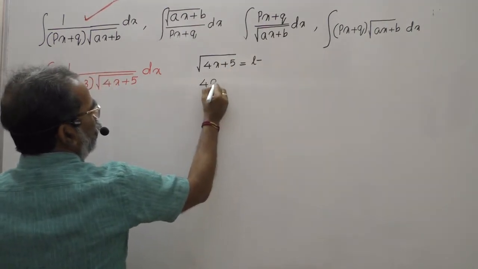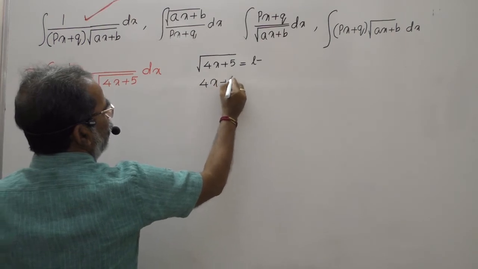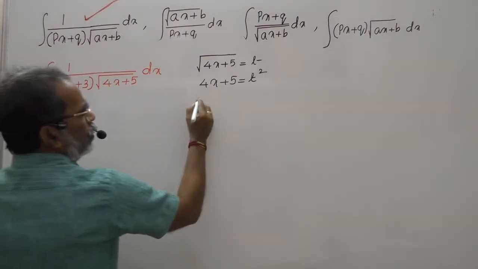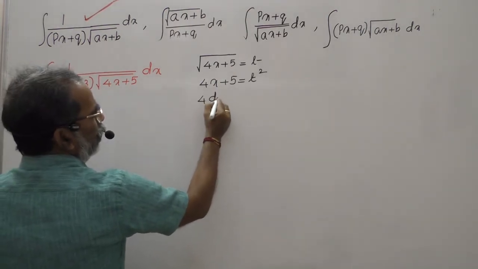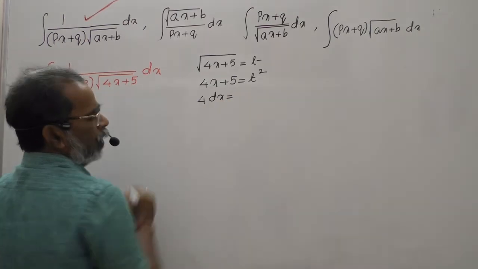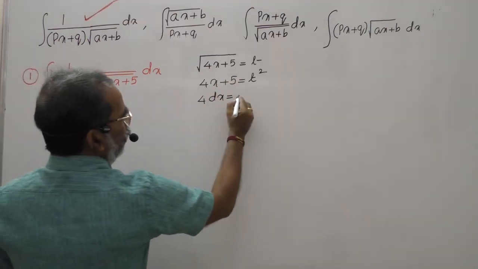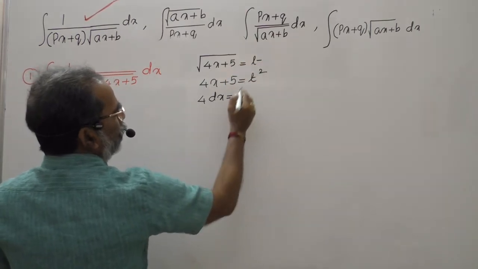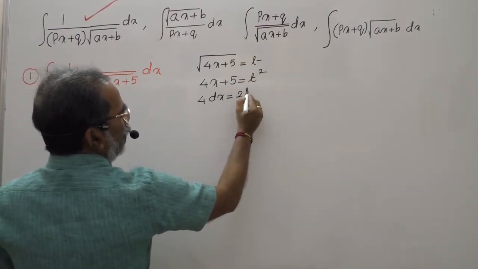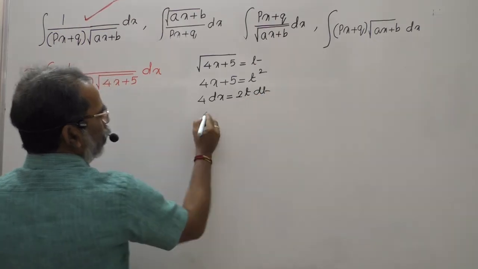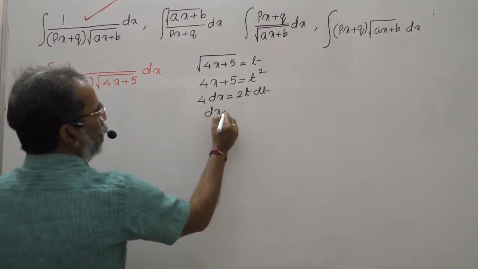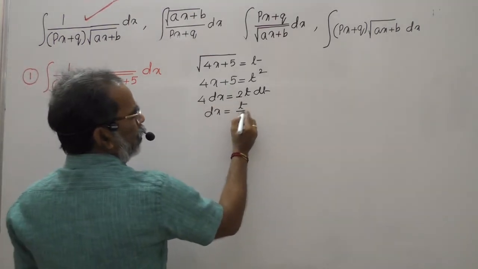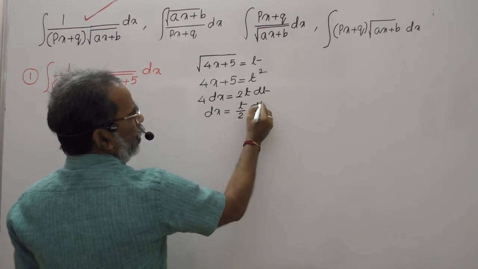Then 4x plus 5 is equal to t square. Both are same. This is our substitution. Differentiating, 4 into dx, derivative of 5 is 0. On the right side, the derivative of t square is 2t dt. Therefore dx is equal to, 4 divides here, that means t by 2 into dt.